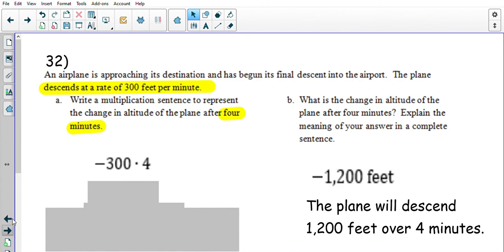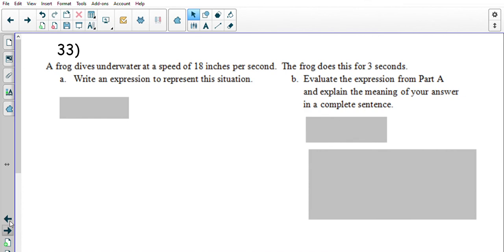I'm sure you're tired of hearing me talk, and I'm tired of hearing me talk. So let's talk about the last question, number 33. And I do want to point out this is very similar to the question you're going to see on your unit test on this topic.